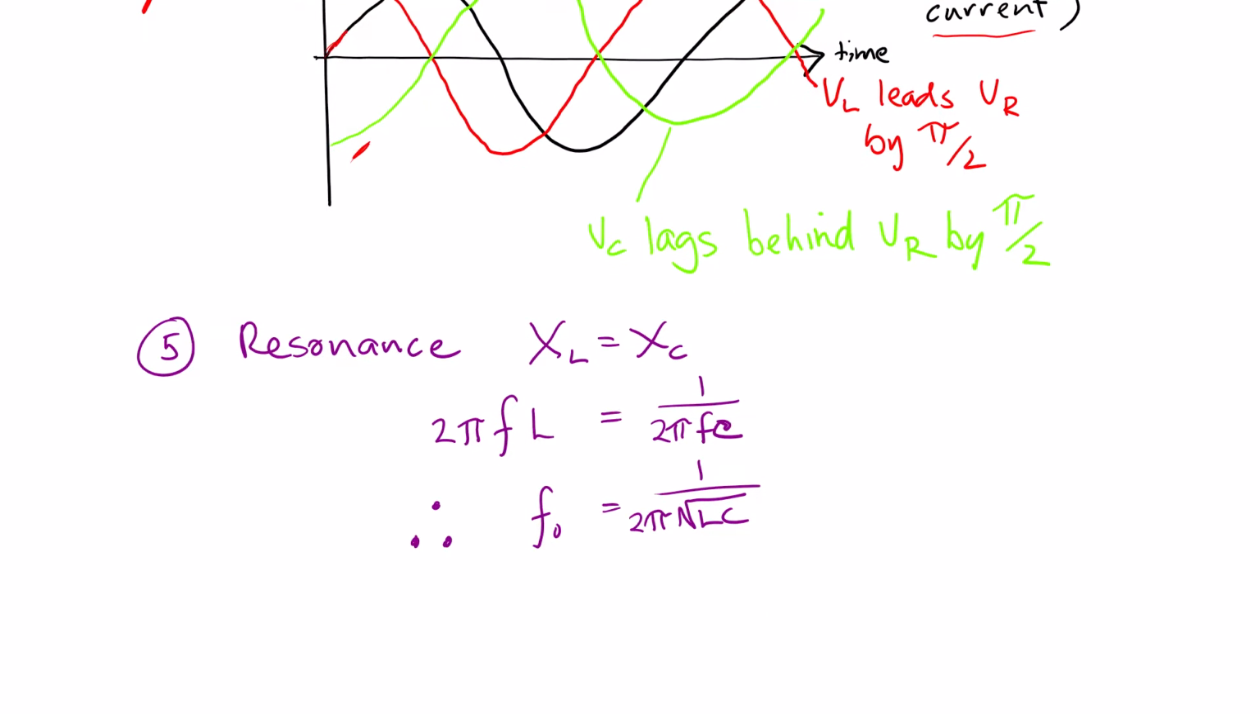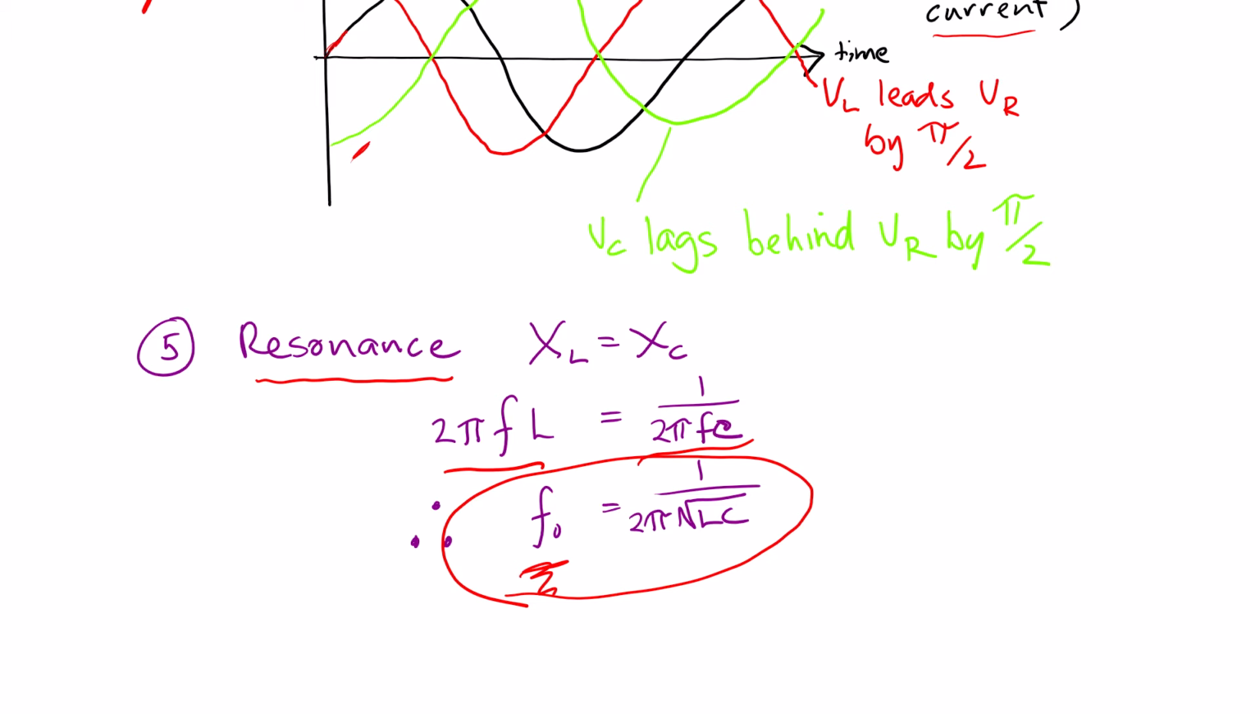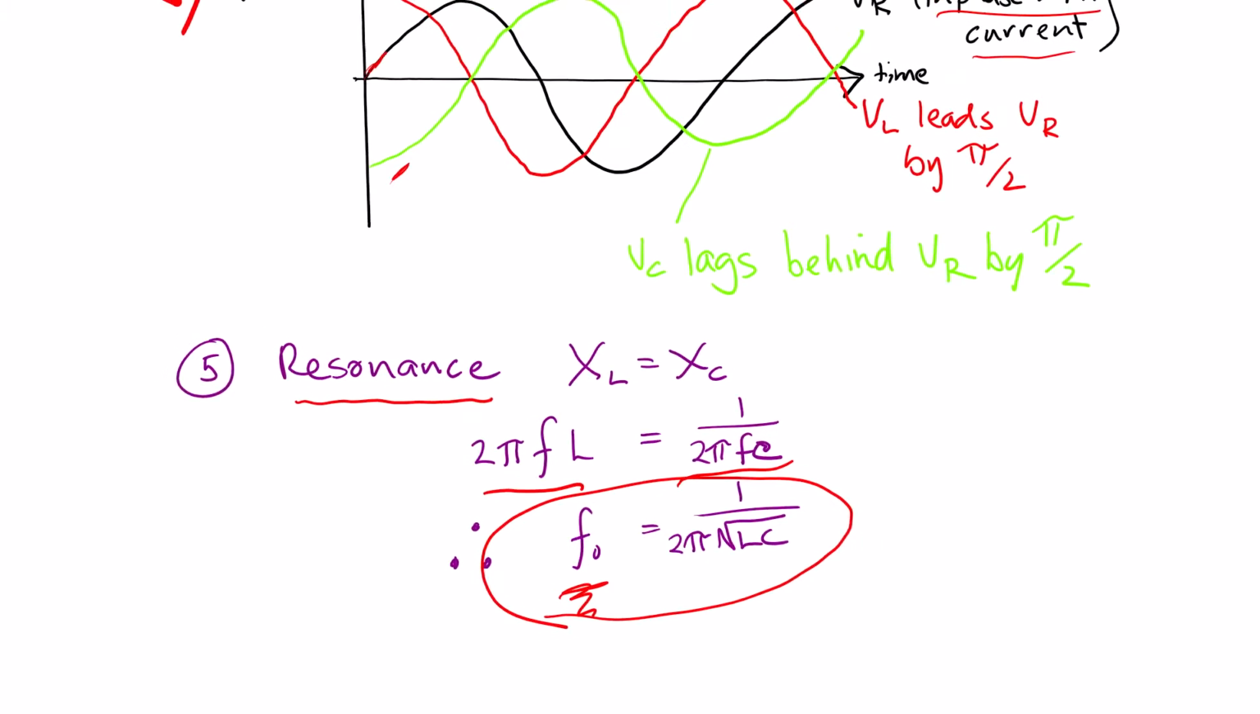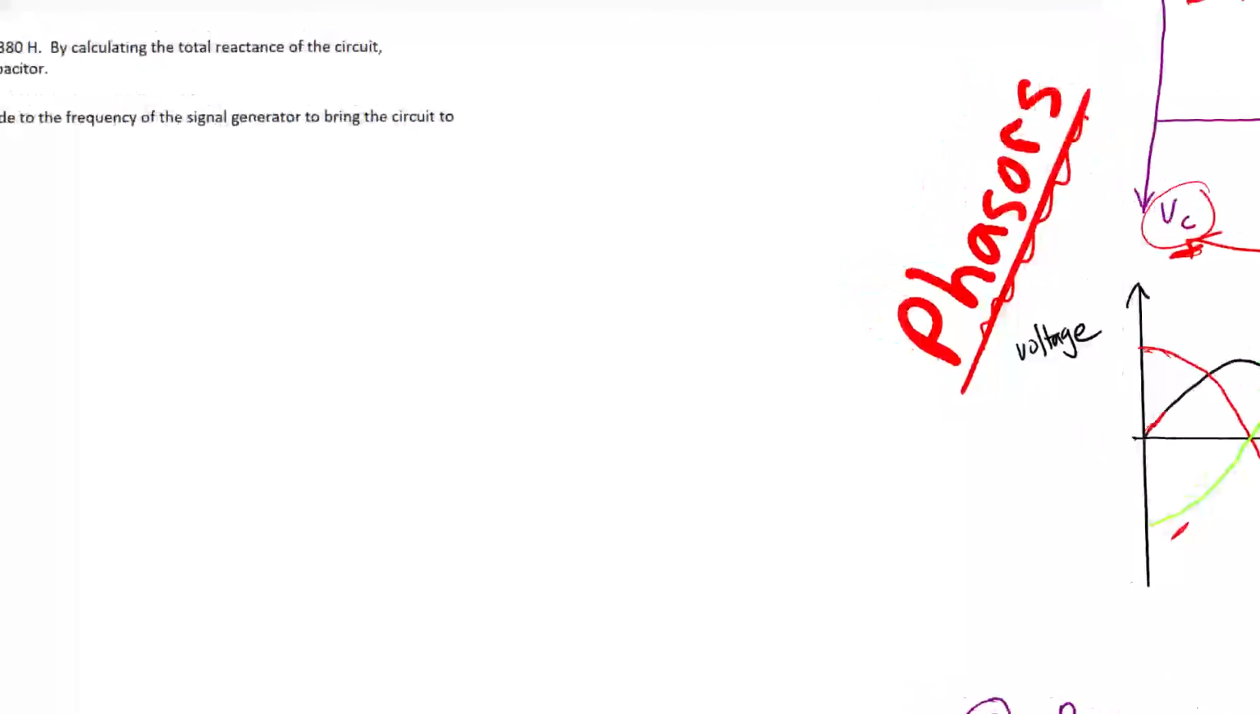And then the last bit, which we'll come across in the last part of the question, is for resonance: the inductive reactance has got to equal the capacitive reactance. So we'll have 2 pi fL equals 1 over 2 pi fC. So we end up with this formula here, where we have the resonant frequency equal to 1 over 2 pi times the square root of L over C. So we'll need that for a little while. So let's go back to our questions.